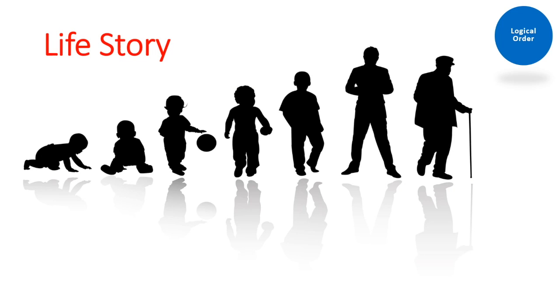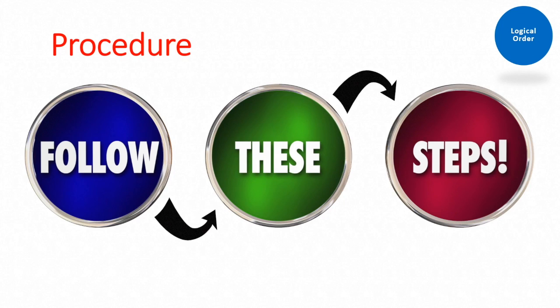We might use chronological order when we talk about someone's life story. If you're writing a biography about someone, you might start from when they were young to when they get older. We could use chronological order for a procedure. First you do this, then do this step, then the next step, and finally this step.